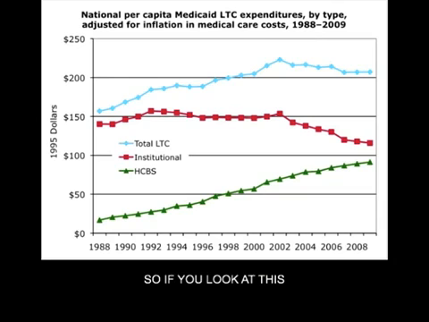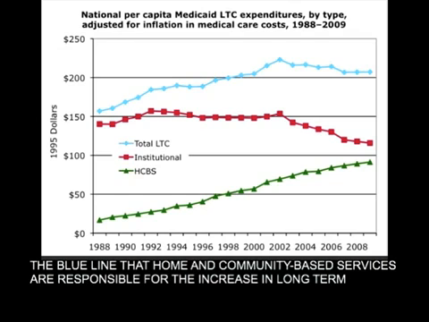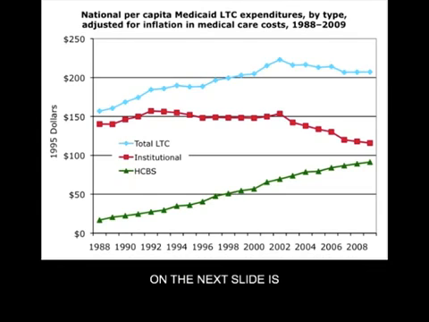So if you look at this graph, your temptation might be to say that because the green line for HCBS is going up, and so is the blue line, that home and community-based services are responsible for the increase in long-term care costs, but that, of course, is not necessarily the case.